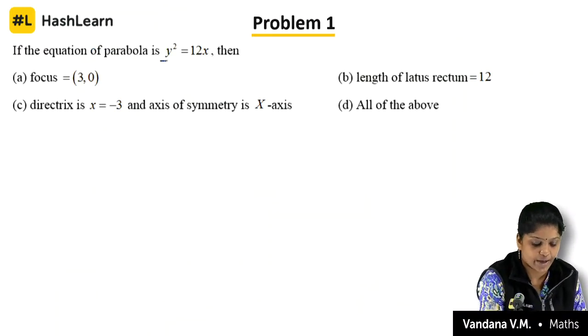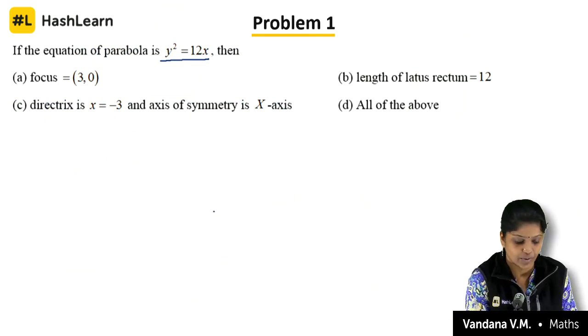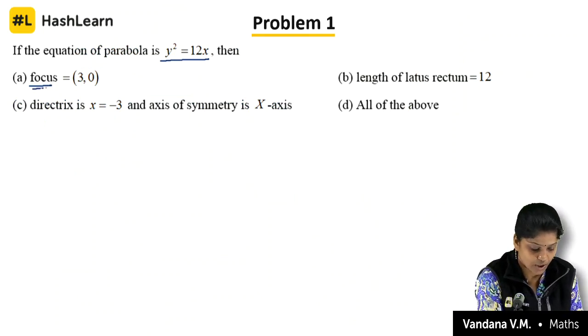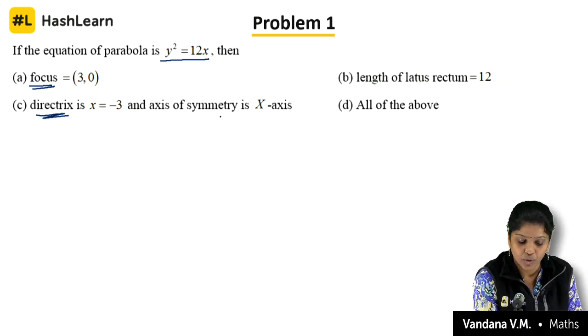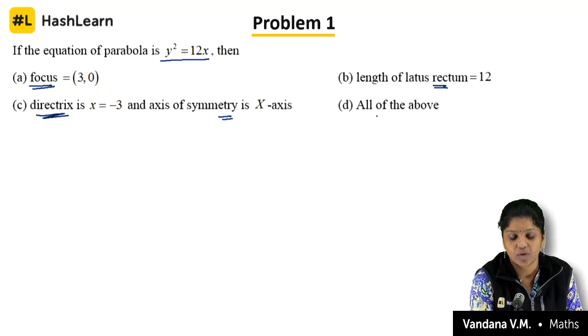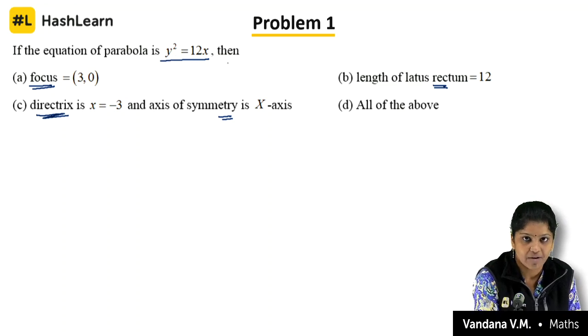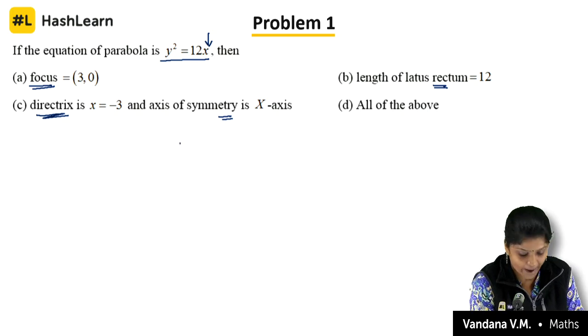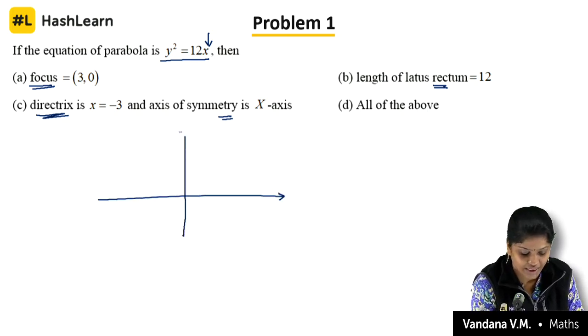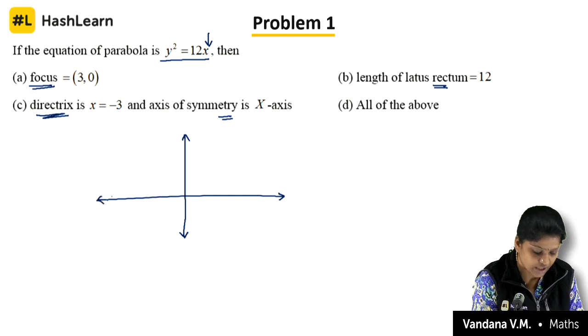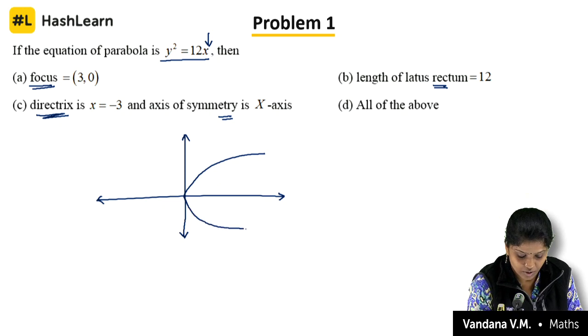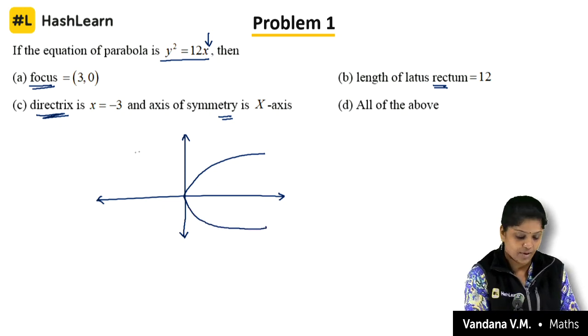If the equation of a parabola is y square is equal to 12x, then what is the focus? What is the directrix? Is it symmetric along the x-axis? What is the length of the latus rectum? Are all the above correct or not? We have to check. y square is equal to 12x. I told you already, the variable which is linear, the parabola will be symmetric along that axis. Linear means the power is 1. So, it is x. So, my parabola will be in this way.